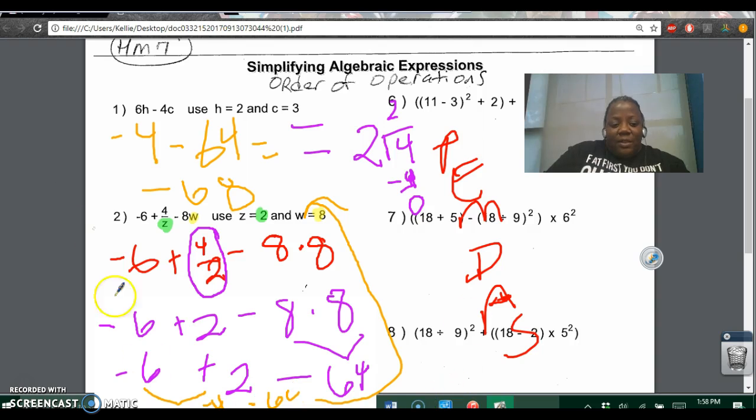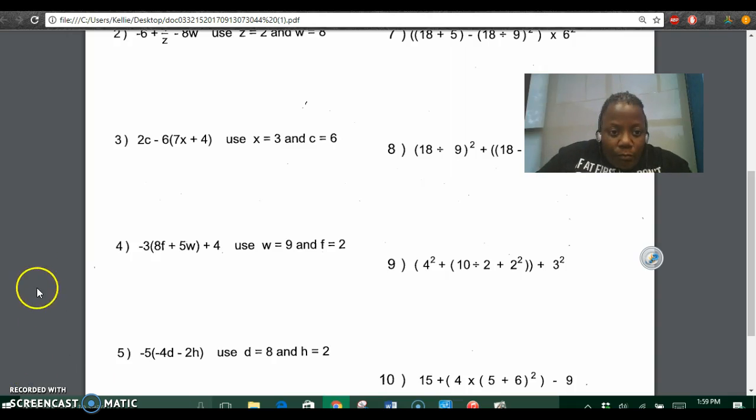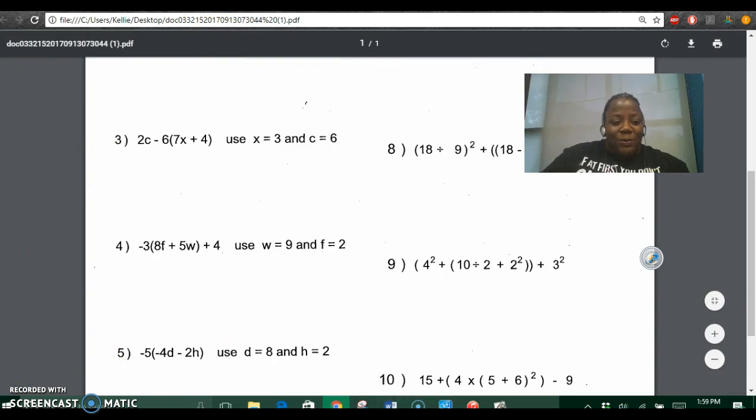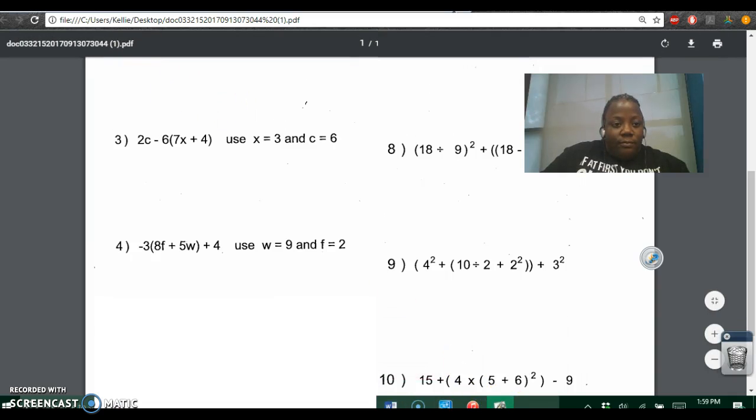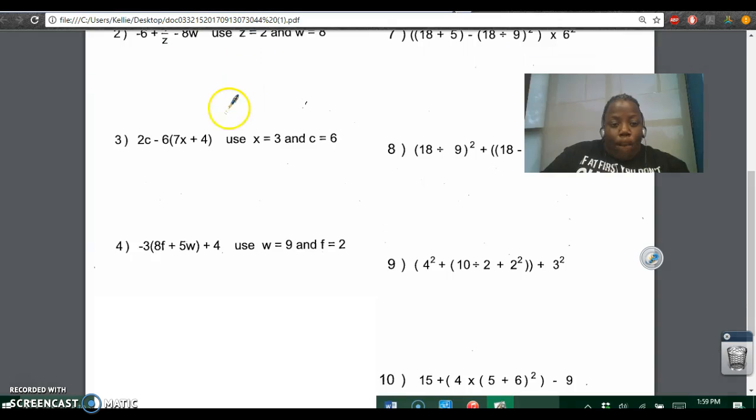Okay, let's see, go find the next one to do. Okay, well, I loaded you guys with this one. But don't worry, I'm here to help. Let's start looking at number 3. Not as bad as it looks. Okay, first, substitute your letters. X is 3. C is 6. Okay. Rewrite.